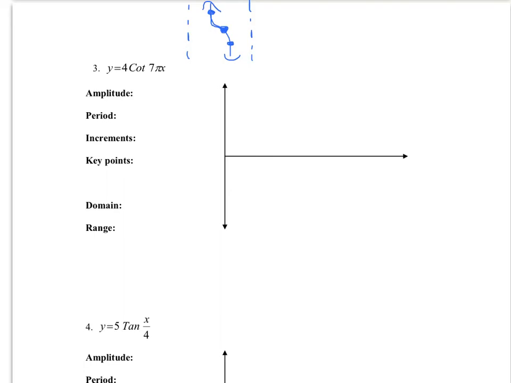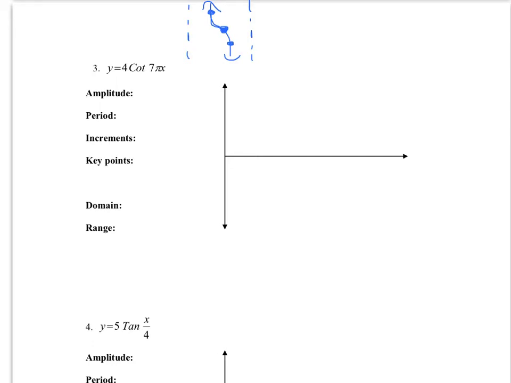Okay, on this video, we're just going to go over number 3 in the packet. So now we're going to look at a cotangent curve. There's no horizontal or vertical shifts. We're just going to change the amplitude and the period. I always draw out the basic curve, what it looks like, and I want to figure out what the y values are if we don't get VAs.